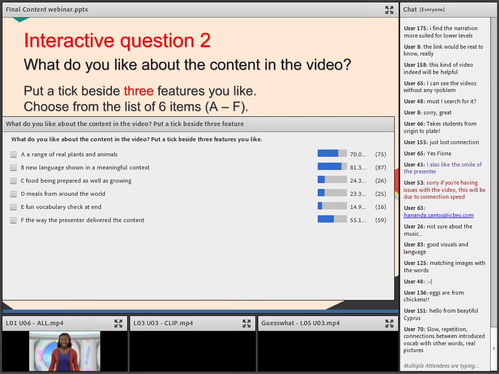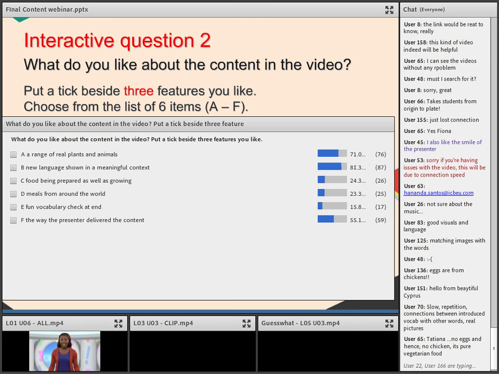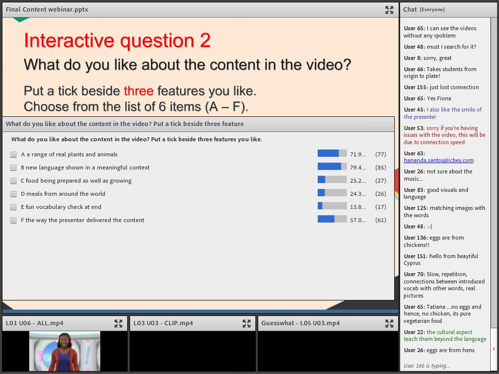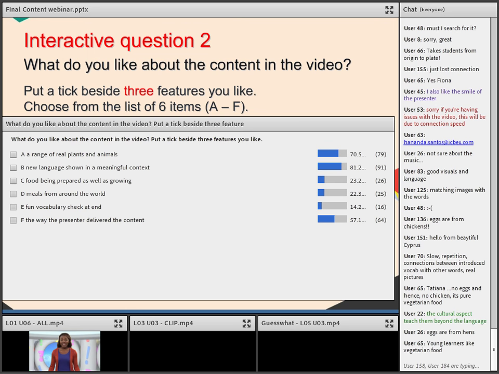Well, that's great, because that shows us that this idea of the world outside the classroom is important, but also the meaning of a new concept for perhaps young learners is not overwhelming. It's been shown so that they understand it. And I think with the presenting, yes, the use of a swipe board, the speed of delivery, and the friendly presenter also help learners enjoy this. I'd like to point out also C, the food being prepared as well as growing. That's very important in the science concept of food from the farm to the plate. So that's possibly for subject teachers might be an important point too. Thank you.